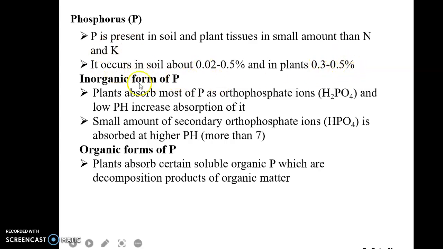If we talk about inorganic forms of phosphorus, the plant absorbs most of its phosphorus as orthophosphate ion, and that absorbance increases with low pH of the soil, meaning if the pH is less than 7. A small amount of secondary orthophosphate ion is absorbed at higher pH, meaning if the pH of the soil is more than 7. As for organic forms, plants absorb certain soluble organic phosphorus, which arises from the decomposition products of organic matter.